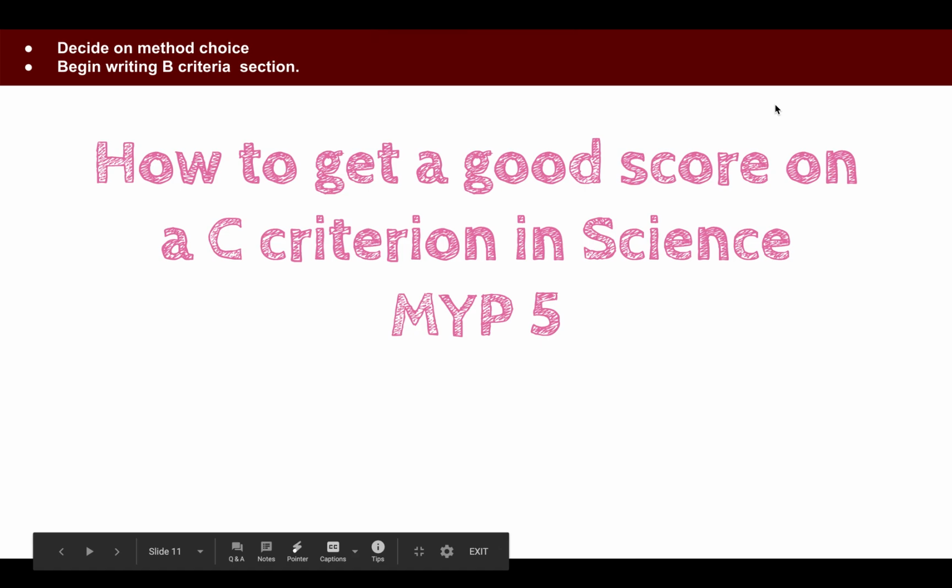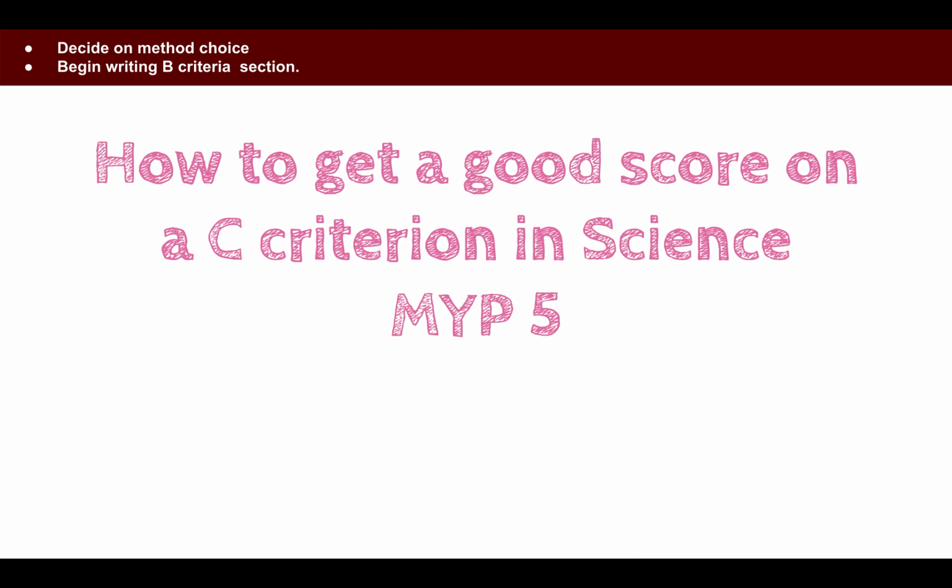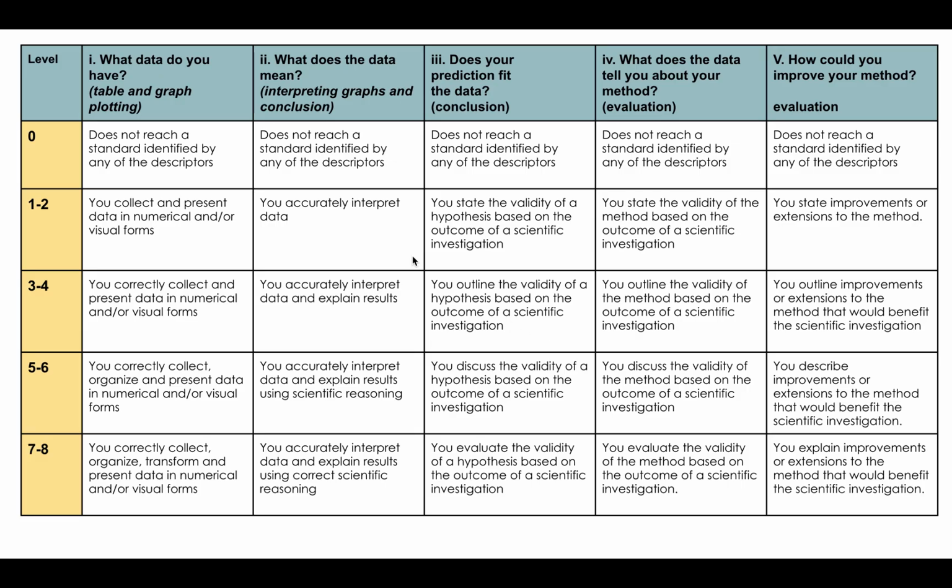Okay, so this video is all about criteria C and some tips on how to structure it and how you can help improve your score for science. And primarily focusing on MYP 5, so that's grade 9, grade 10 level. So we're going to start off with the criteria.